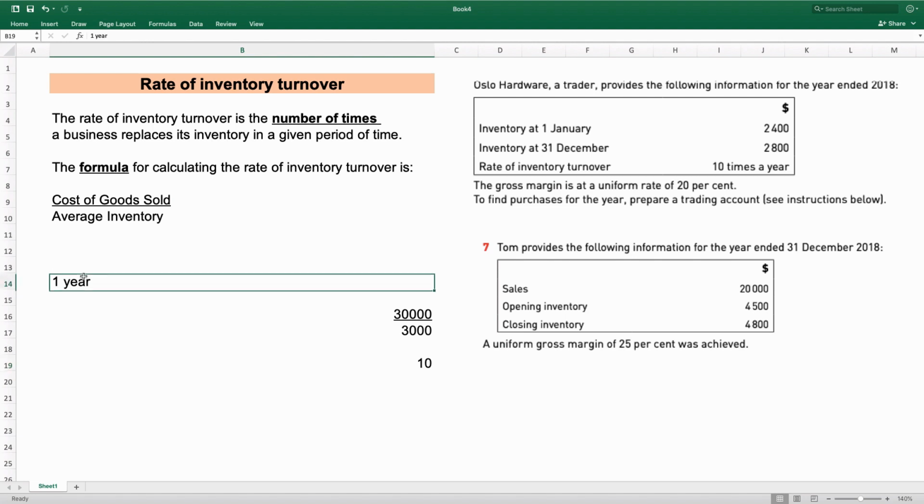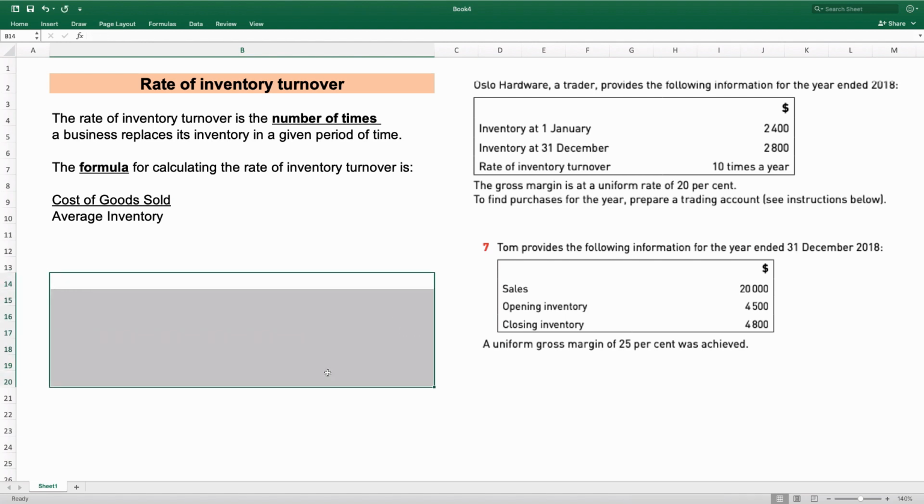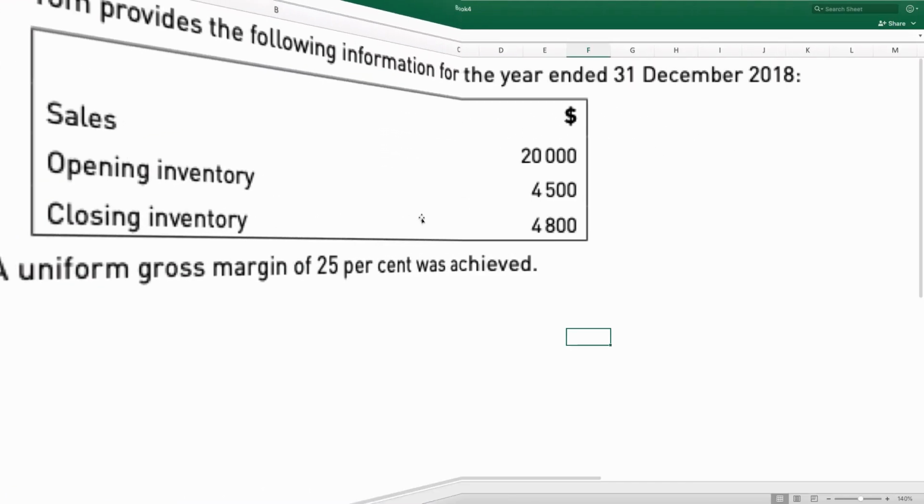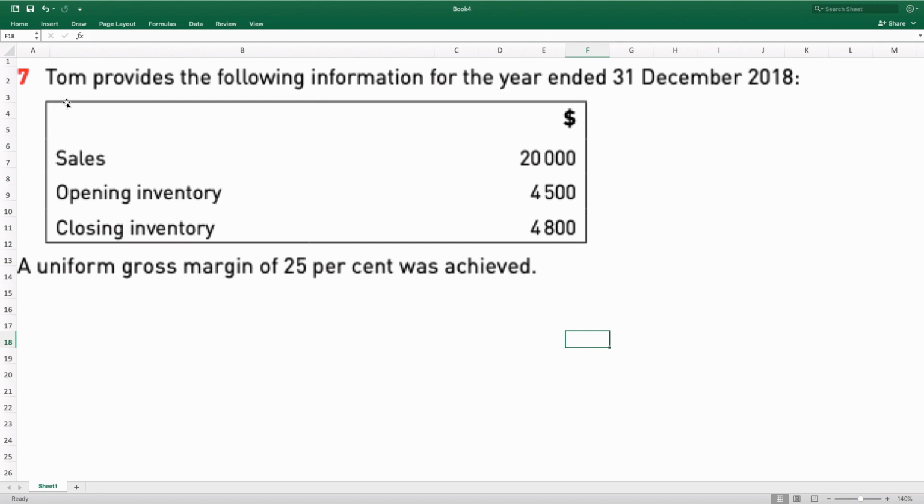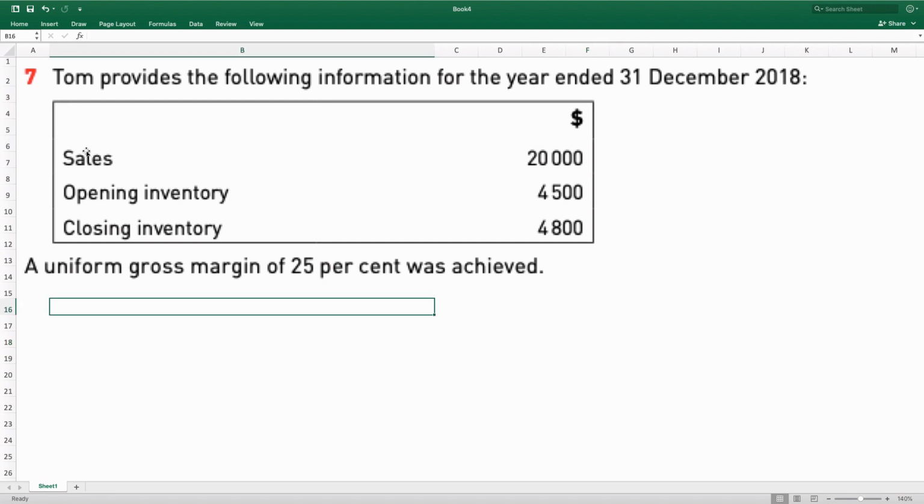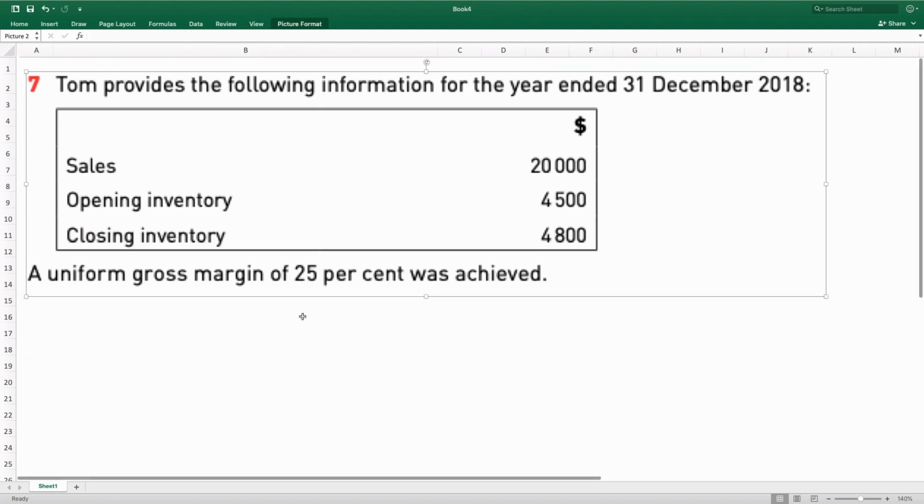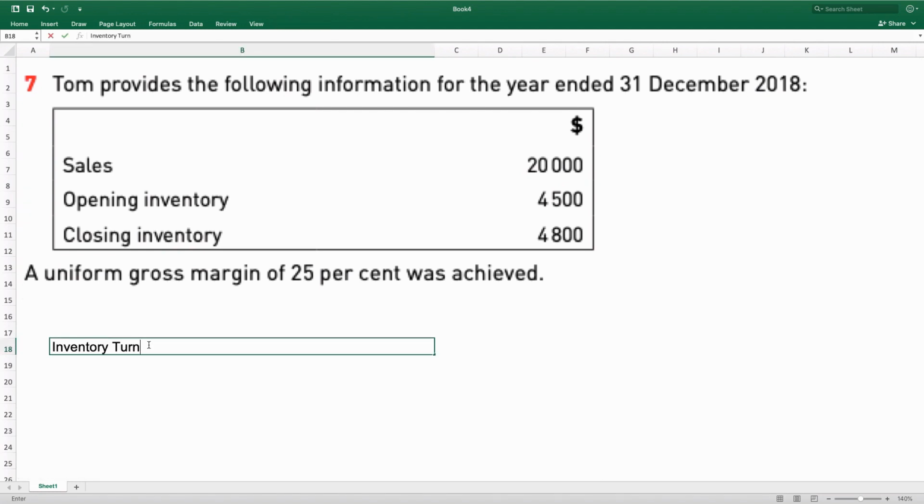Clear? Okay. So one question we will solve and we will find out the rate of inventory turnover. Read out the question. So using this information, you calculate inventory turnover. What is the formula? First write the formula. Inventory turnover is cost of goods sold upon average inventory. This is the formula, right?